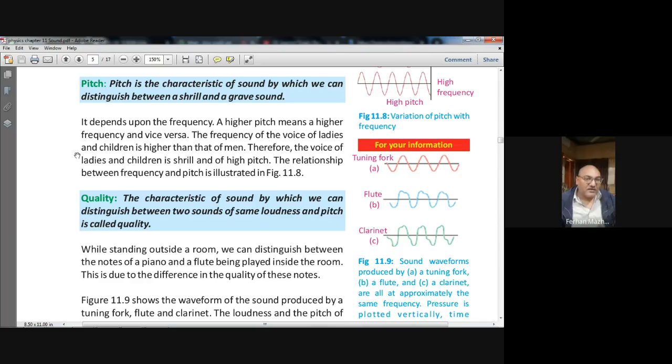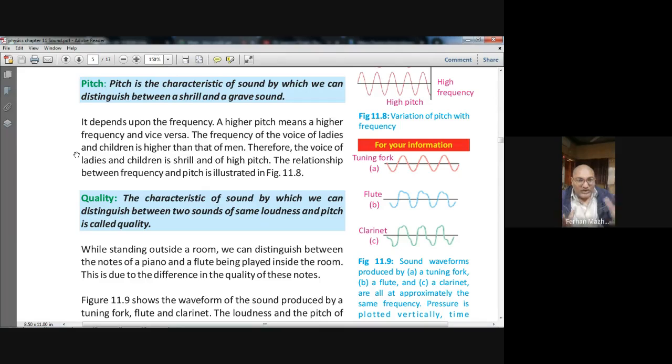Then ask your friend to rotate the pedals faster and faster, and pay attention to the sound which is produced. You will observe that as the tire rotates faster, the sound will become shrill. Before, the sound will be grave, and then the sound will become shrill.